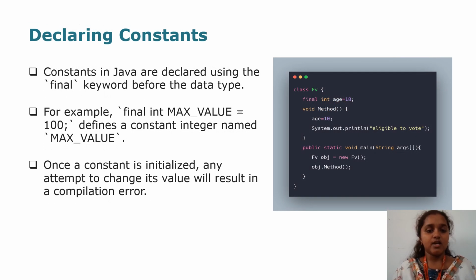Declaring constants. Constants in Java are declared using the final keyword before the data type. For example, final int MAX_VALUE equals 100. It defines a constant integer named MAX_VALUE. Once a constant is initialized, any attempt to change its value will result in a compilation error.